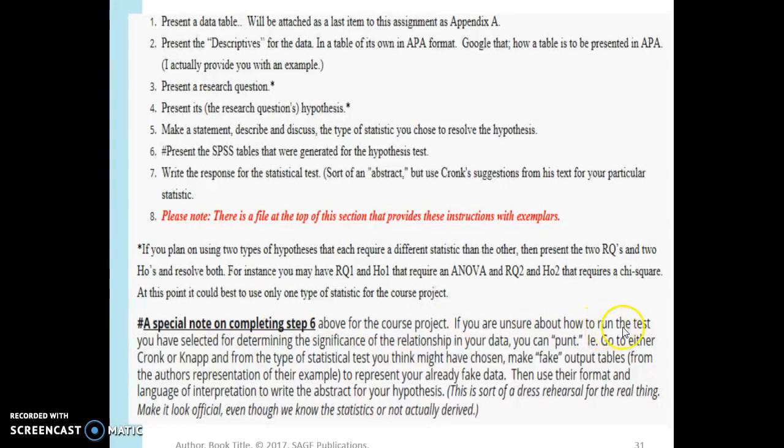If you are unsure about how to run the test you have selected for determining the significance of the relationship in your data, you can punt. In other words, you can go either to Cronk or Knapp and find the type of statistical test you think you might have chosen and make fake output tables. The author's representation of their example. Cronk has an example, and you can just look at it and make your own, to represent your already fake data. And then you use their format and language of the interpretation to write your abstract. It's all there in Cronk.